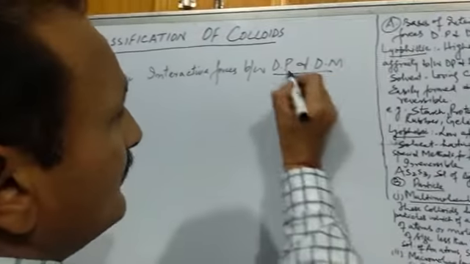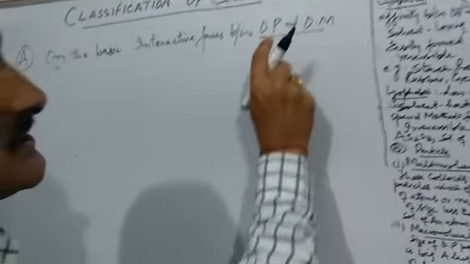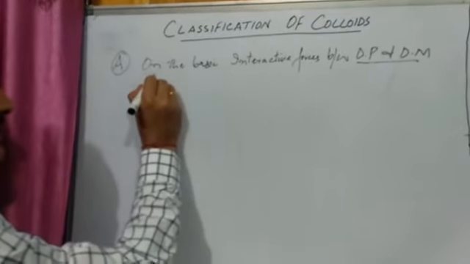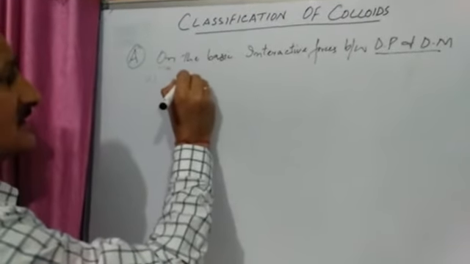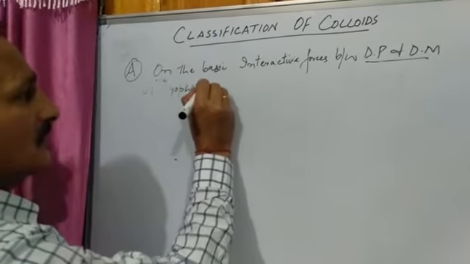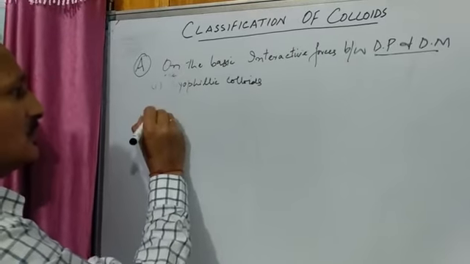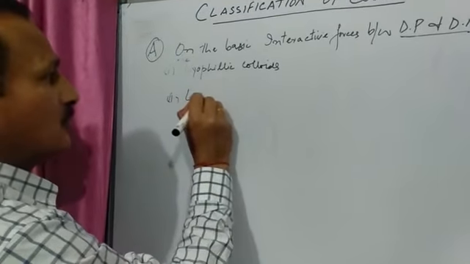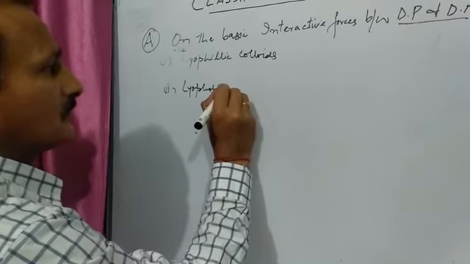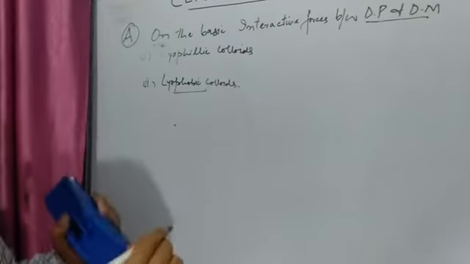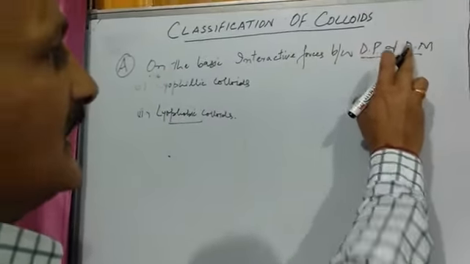So on the basis of interaction, or on the basis of interactive forces that are operating between the dispersed phase and the dispersion medium, we can classify colloids into two classes. Number one, lyophilic colloids, and number two, lyophobic colloids. So there are two types of colloids on the basis of interactive forces between dispersed phase and the dispersion medium.